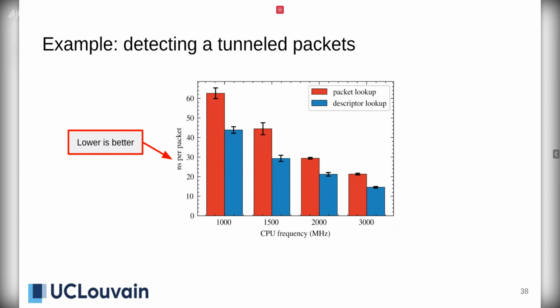On the x-axis on the graph, you have the CPU frequencies. And on the y-axis, you have the time it takes to process a single packet. So here, lower is better. And we can see that if we don't parse the packet manually, but instead rely on hardware to give you this information, we have a 30% reduction in the time it takes to process a single packet, which is a large improvement. So yes, indeed, descriptors are important.